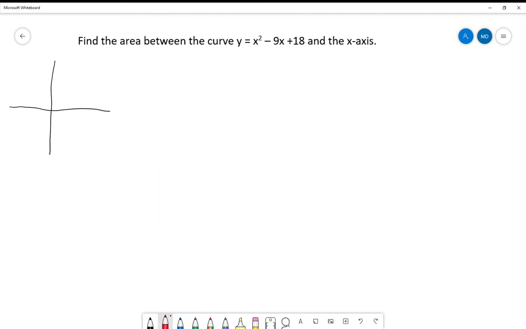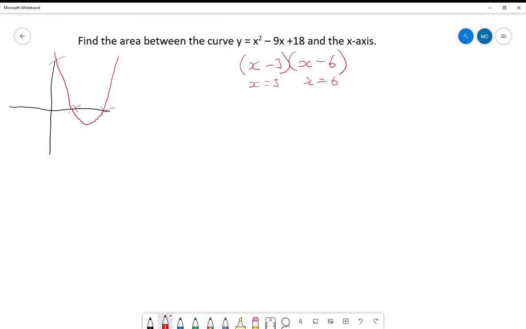To find the roots, to find where it crosses the x-axis, I'm going to need to factorize this. So I'm going to factorize it to (x minus 3)(x minus 6), and that tells me the roots are going to be at x equals 3 and x equals 6. So just put those on here, 3 and 6. And if we notice, it goes plus 18, and that tells me it's going to cross the y-axis at 18. And this gives me the curve looking something like this, approximately.